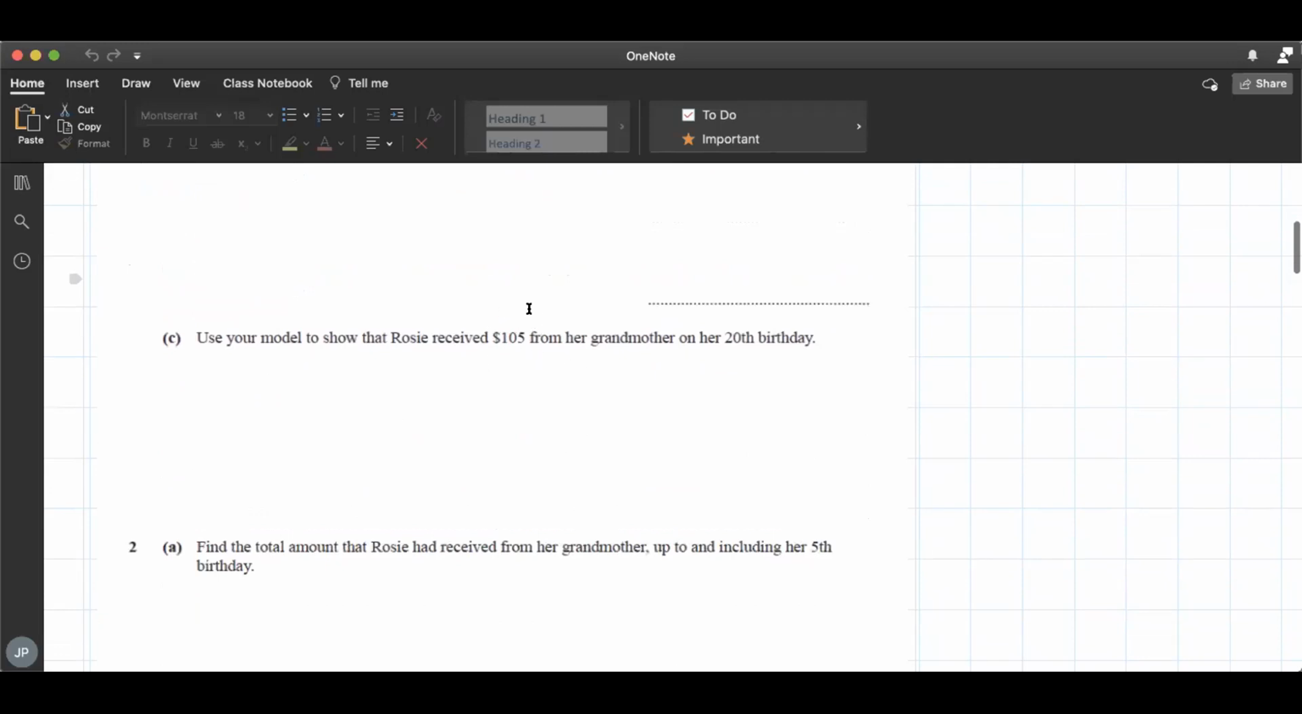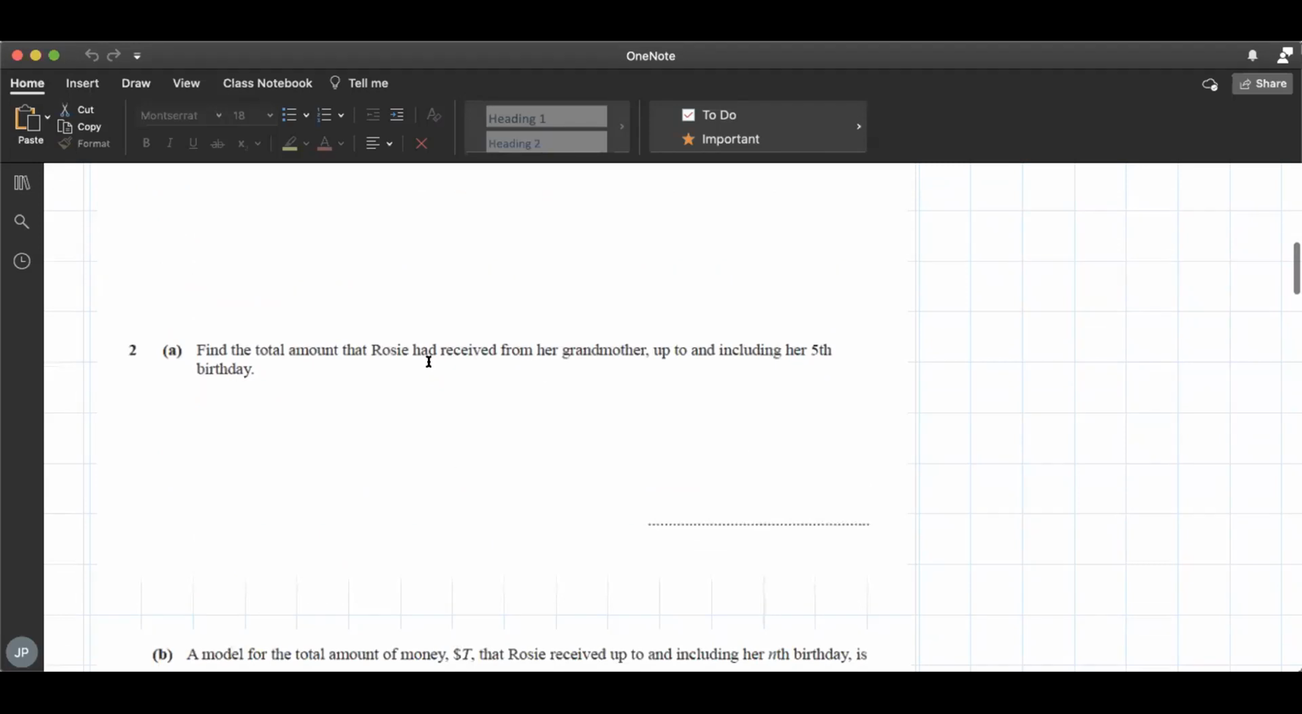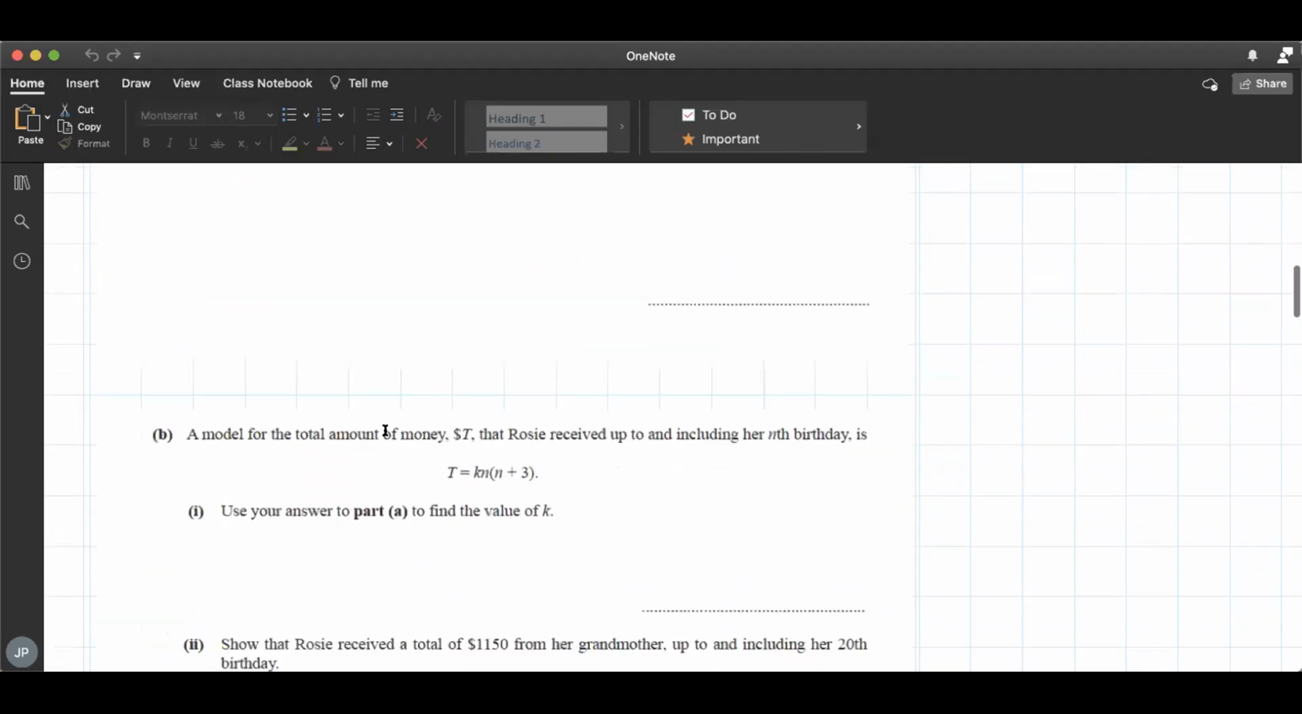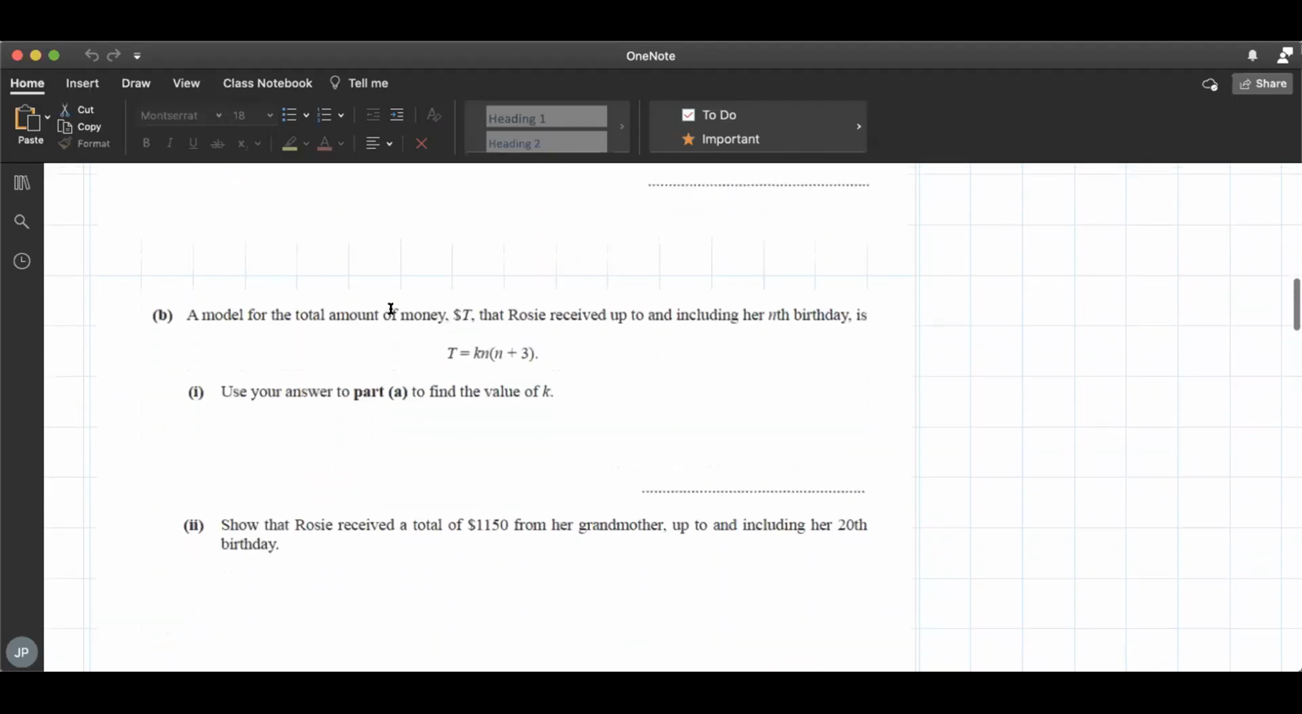When did she get $105? It says on the 20th birthday, but you have to verify your model. Then there's a total, and then another model they've come up with. All right, so there's another model here. I'm just showing you what kind of question to expect in paper 6.